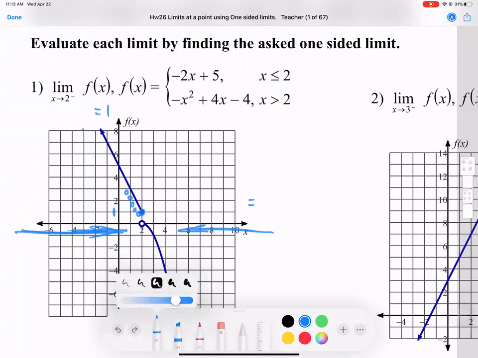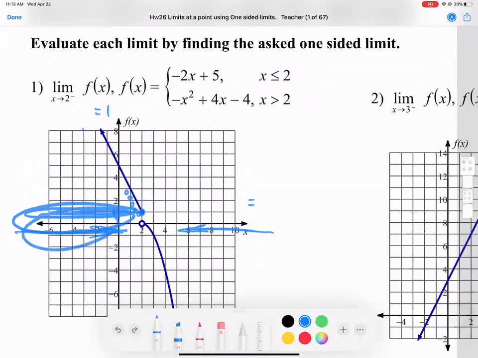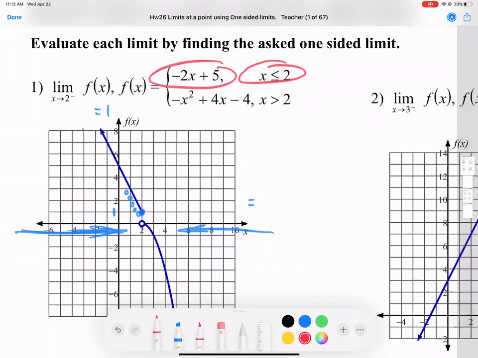So my question is, if I was given not the graph and just given the equation, which of these two equations would represent 2 from the left side? Would this be considered the left side, or this? X is less than 2, or x is greater than 2? We're asking these questions repeatedly so you guys can get into the mode of understanding, hey, this is just a nice way for mathematicians to say, look at the left side, which is just x is less than 2. So I'm going to choose this top equation because it's the equation for less than 2. That's on the left side of 2.